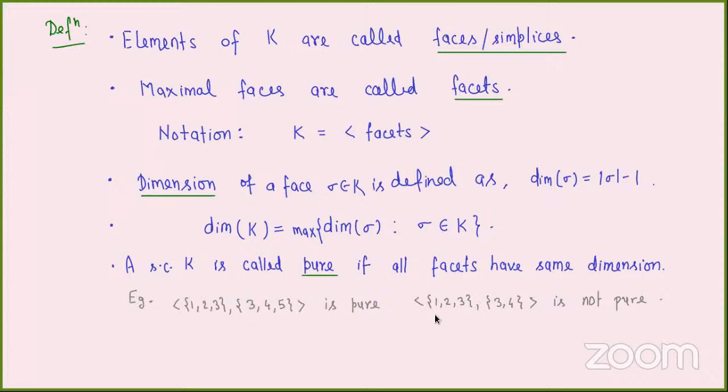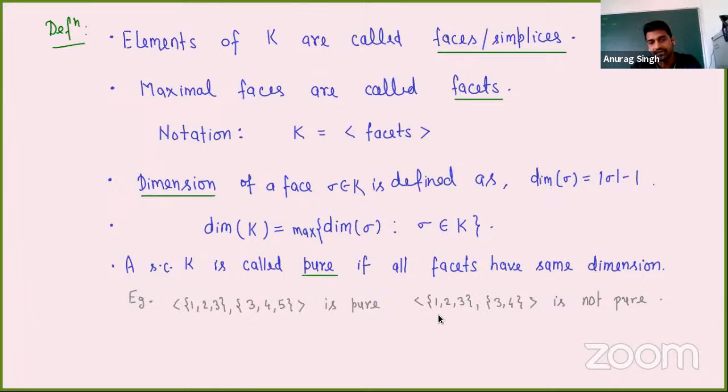So the complex where you have facets 1, 2, 3, and 3, 4 is not pure because the cardinalities of the two facets are different. So a complex is called pure if the cardinality of all the facets is the same.